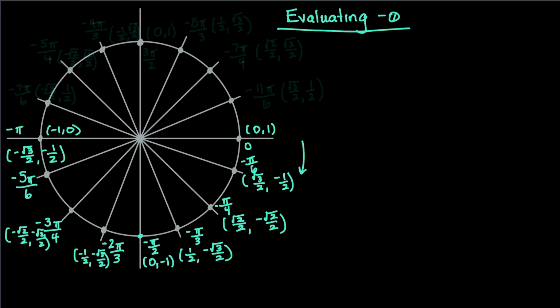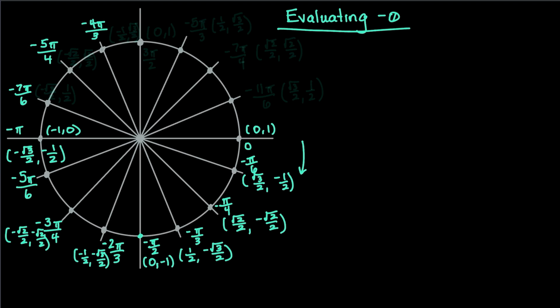Same pattern. The one close to the x-axis is a 6th. And now in this quadrant, the numerator is going to be 1 more than the denominator. So we've got negative 7 pi over 6, negative 5 pi over 4, and negative 4 pi over 3.